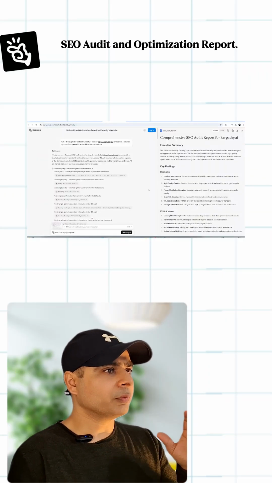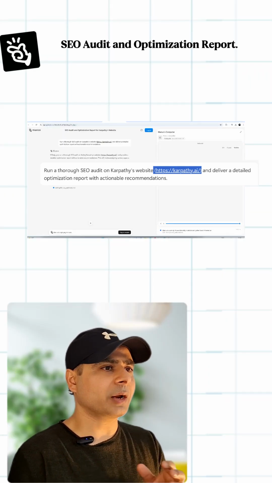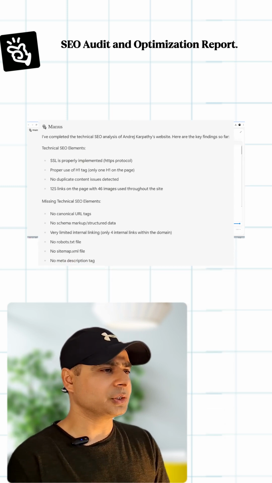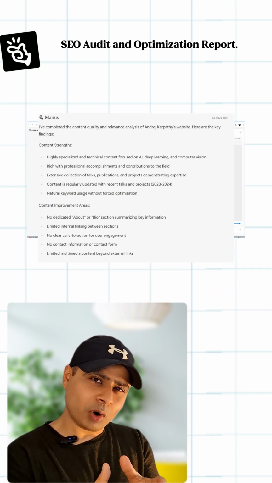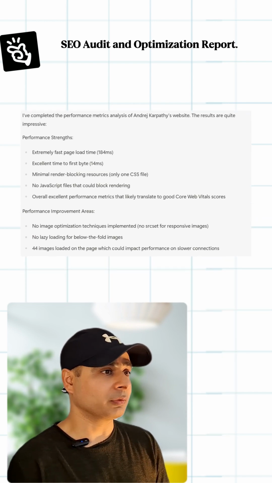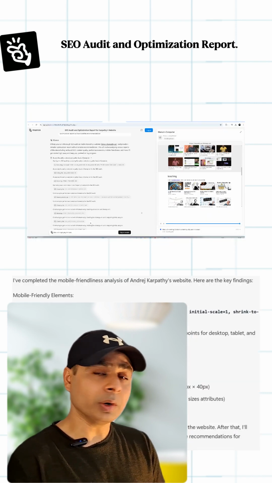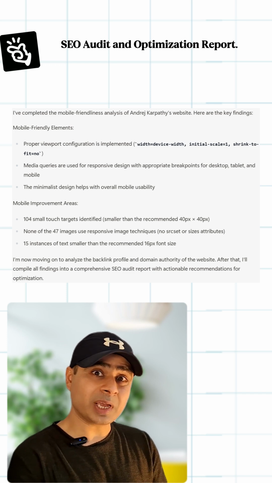So in this one, we have given the link of the website. Here you can see that https://carepathy.ai. Once we have done that, it will deliver a detailed optimization report with actionable recommendations. And not just that, this will involve analyzing various aspects of the site, including the technical search engine optimization, content quality, and also performance metrics, mobile friendliness, and much more.